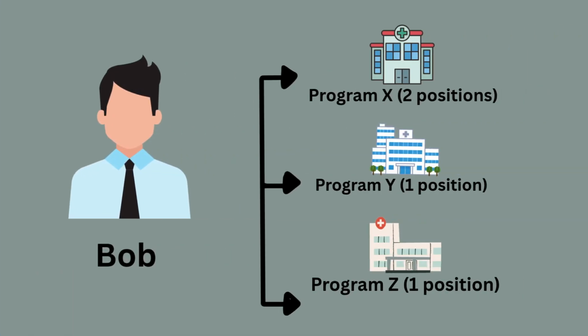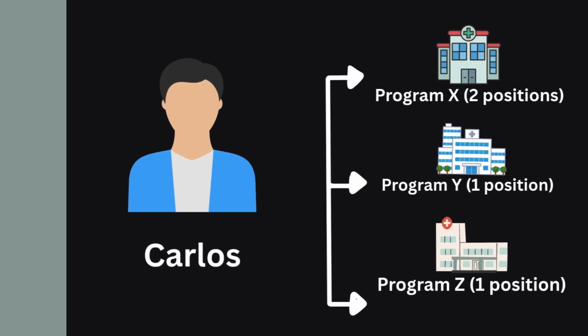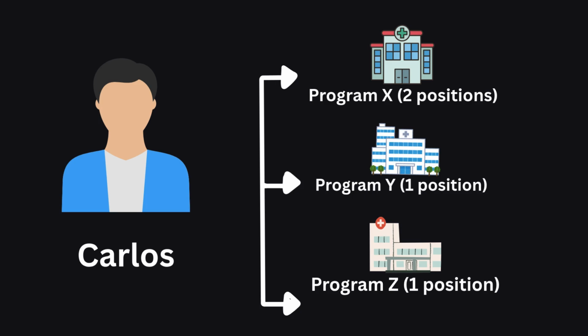Bob is a highly competitive applicant and also interviewed at the same 3 programs. His preferences, however, are Program X first, followed by Program Z, and then Program Y. Carlos is aiming to stay in a specific region and strongly prefers Program Y over the others. His rank list is Program Y first, then Program X, and lastly Program Z.